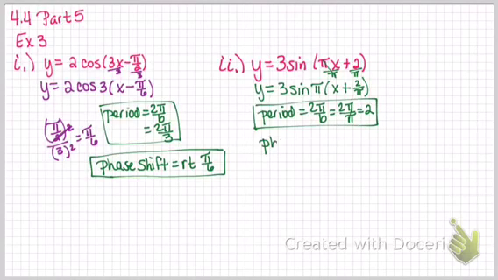And then to find your phase shift, we see that our c value is a positive 2 over pi. We know positive means we're going to go to the left 2 over pi. And so there is your phase shift.